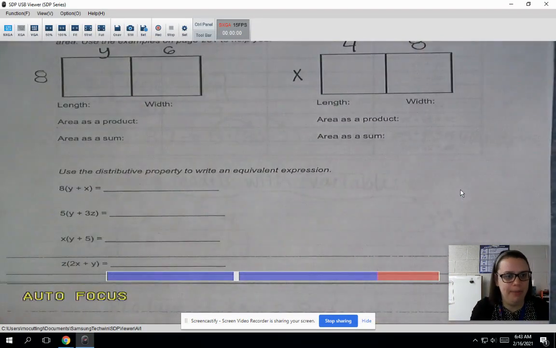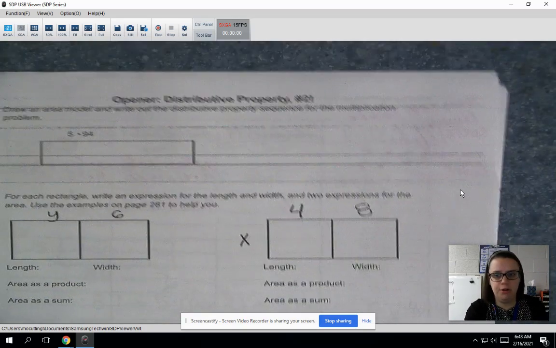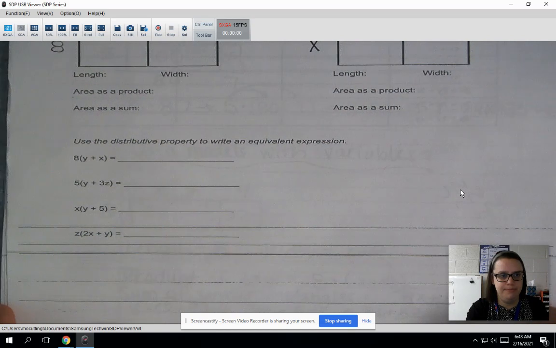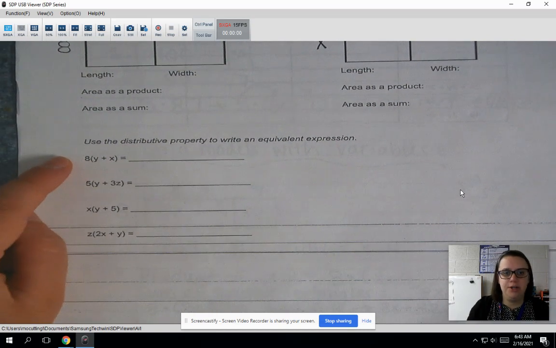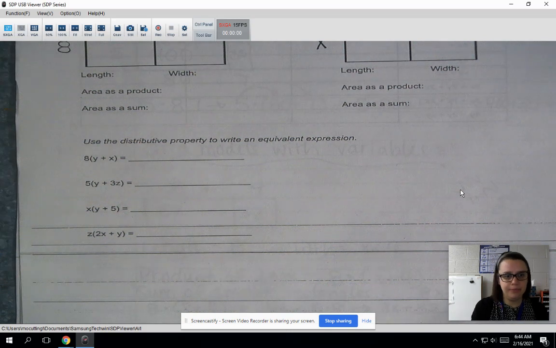It's kind of been a while. All right, so this is from one of your openers from last week. We're going to look at this section right here. Use the distributive property to write an equivalent expression.